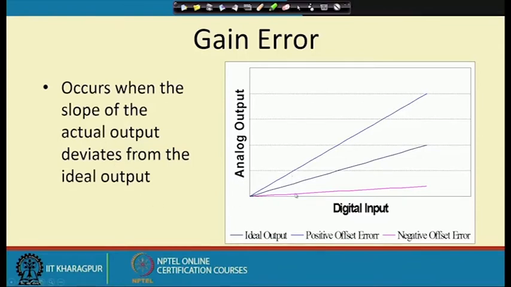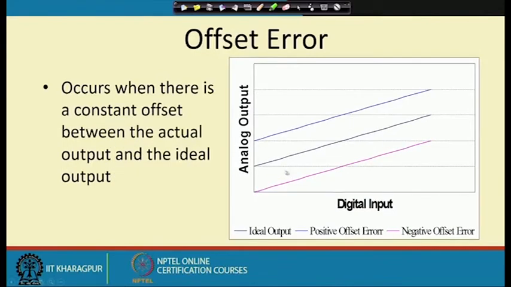Both of them are straight lines, this blue line as well as this purple line, both are linear, both are going straight lines, but they are deviating from the actual output, the ideal output. So, this is known as the gain error. Naturally we would expect the gain error to be less.